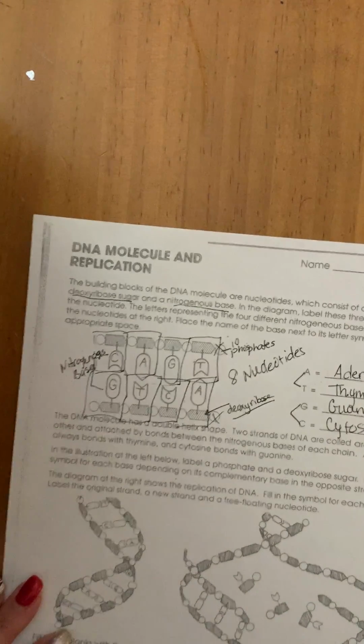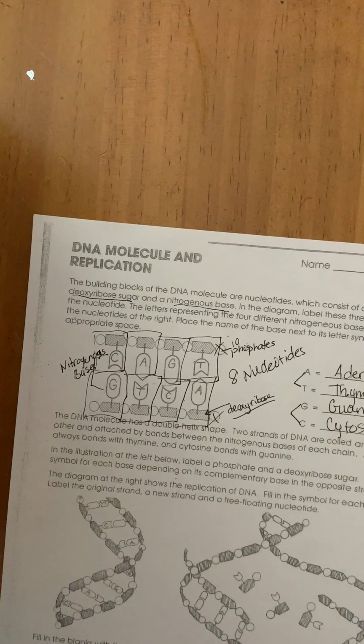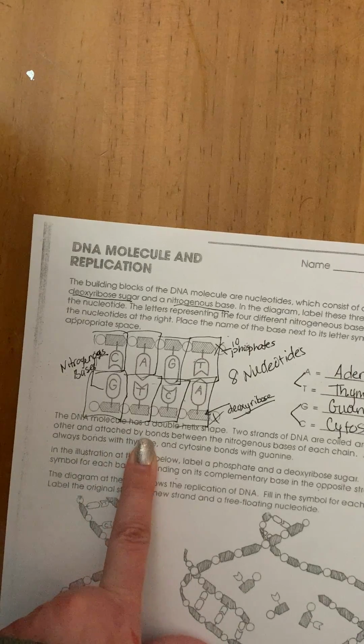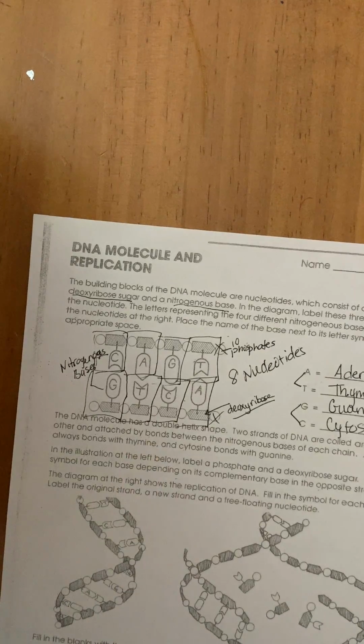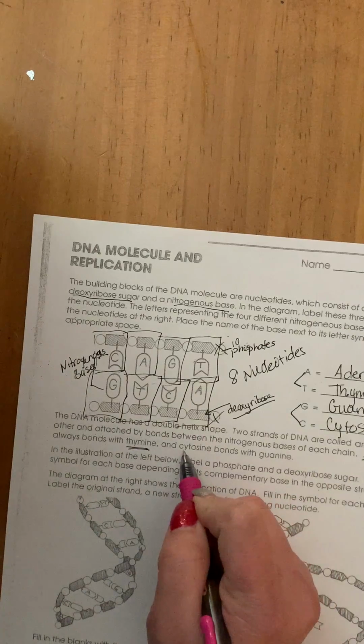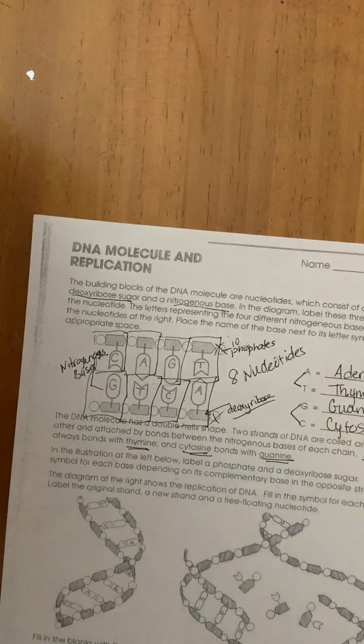The DNA molecule has a double helix shape, means it's double-sided, and it's a helix. It's a ladder that's twisted, as you can see in this image. Two strands of DNA are coiled around each other and attached by bonds. Remember, we said those bonds were hydrogen bonds. It was an attraction between a positive hydrogen and a negative hydrogen between the nitrogenous bases of each chain. Adenine always bonds with thymine, and there's your spelling again. You need to know how to spell them. And cytosine always bonds with guanine. Remember, apples in the tree, cars in the garage.